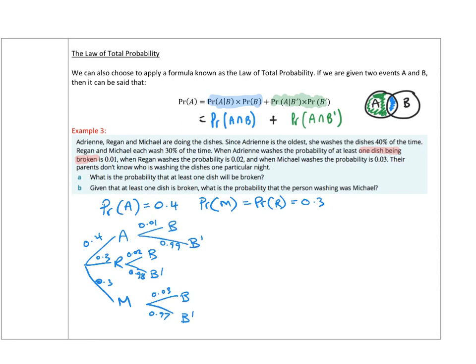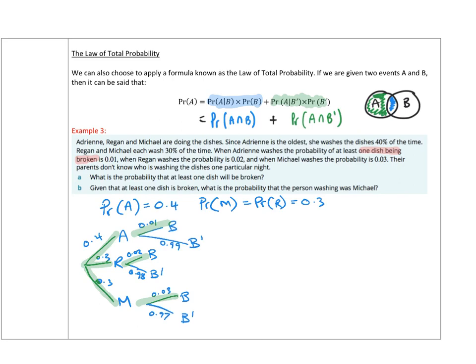Now, we could look at the probability of anything happening there as the probability of B given A, or B given R, or B given M. And so if we're finding one or the other, again, this is just a case of summing up the probabilities in the tree for which there is one broken dish. So there's A followed by B, there's R followed by B, or there's M followed by B. And we need to sum up these three events.